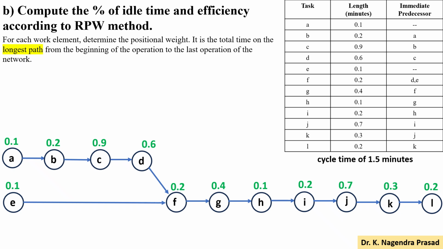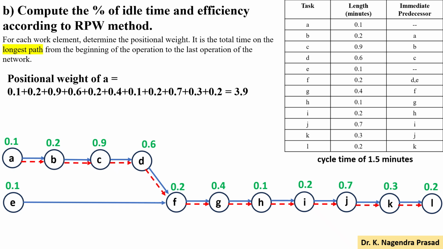For task A, the longest path, and here there is only one possible path, that is A, B, C, D, F, G, H, I, J, K, L. Its positional weight is 0.1 plus 0.2 plus 0.9 plus 0.6 plus 0.2 plus 0.4 plus 0.1 plus 0.2 plus 0.7 plus 0.3 plus 0.2. So its positional weight is 3.9.